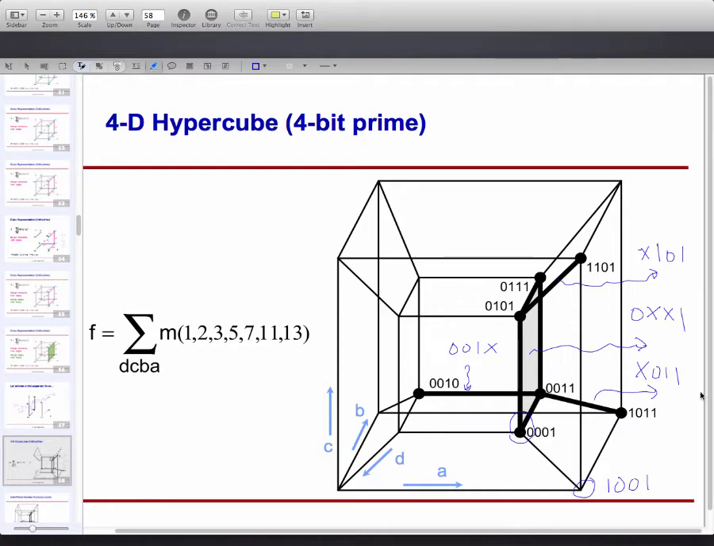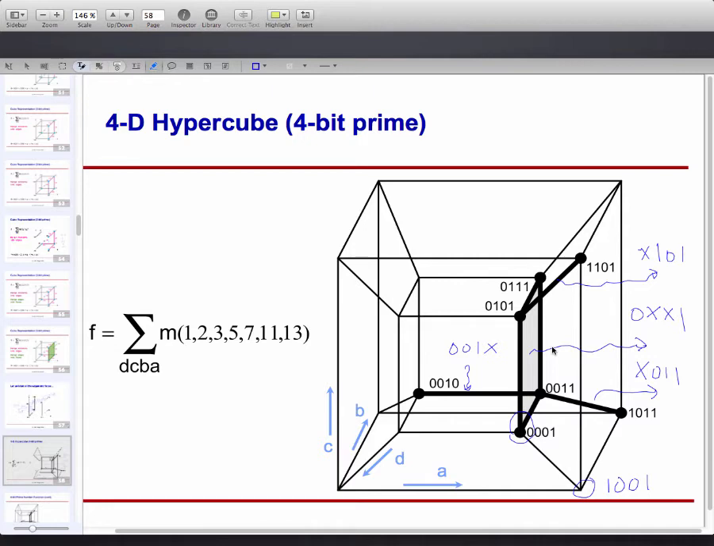And so now to implement my function, I should basically take these 4 labels, which together cover all my vertices, and OR them. So I have 3 edges and 1 face. The 3 edges correspond to AND gates with 3 inputs, and the face corresponds to an AND gate with 2 inputs. And I will OR them together.